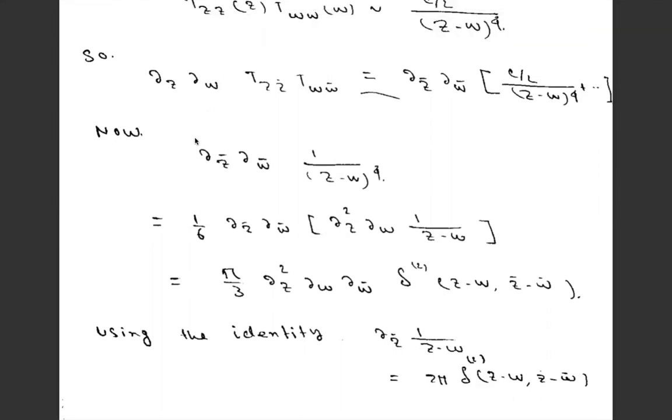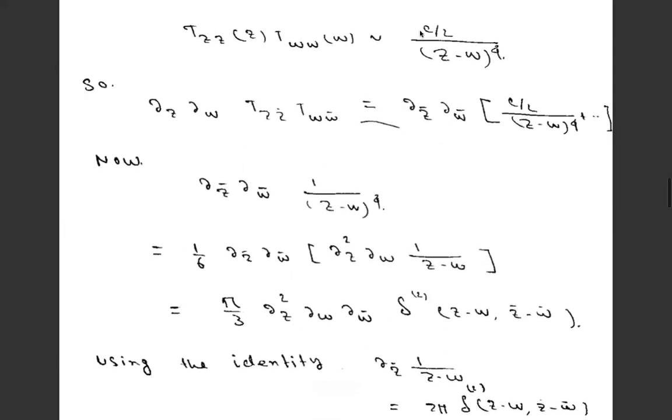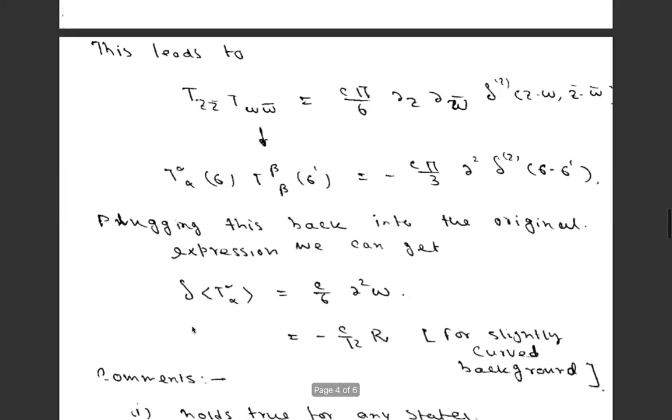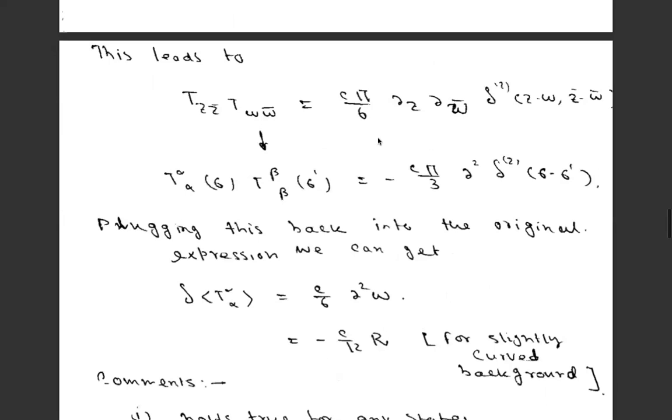Is this clear? Okay. So now we have our del z del omega acting on the stress OPE, and we have del z squared del omega bar acting on the delta function. If we solve this equation and plug back the factors of c, we shall get that this stress OPE, T z z bar T omega omega bar, is equal to c by 6 times pi, del z del omega bar acting on this delta function.